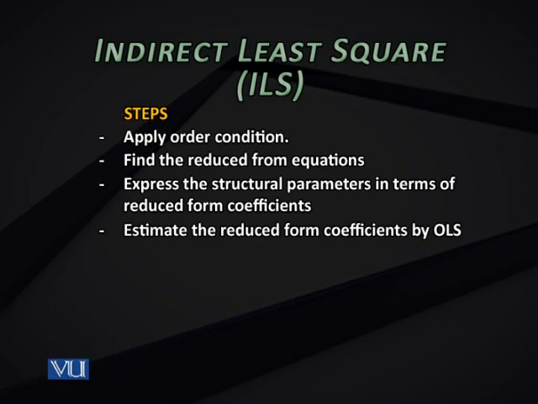So when you solve the model, you have some reduced form equations. If you have two endogenous variables, you have two reduced form equations. Now for both of the reduced form equations, if the equations were exactly identified, we apply OLS, or ordinary least square.